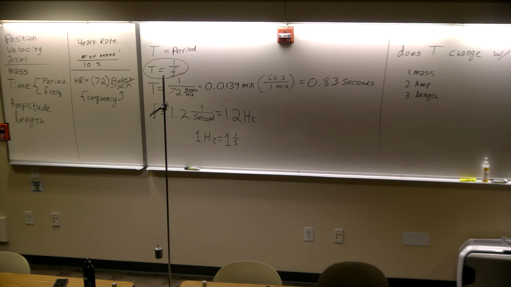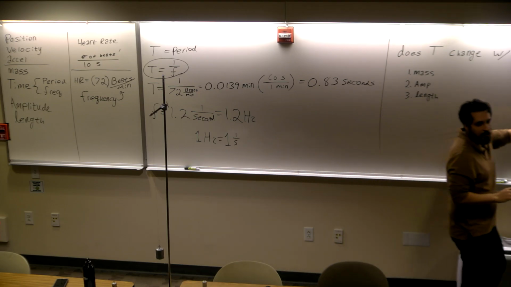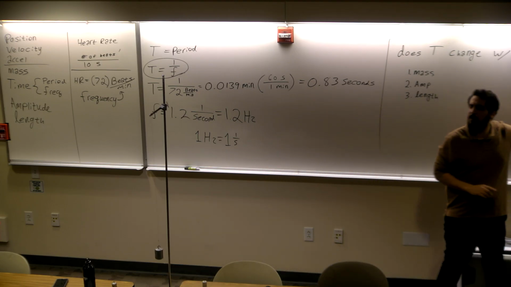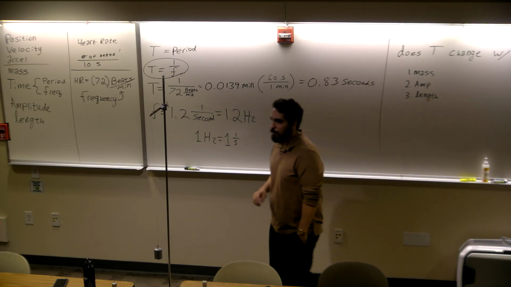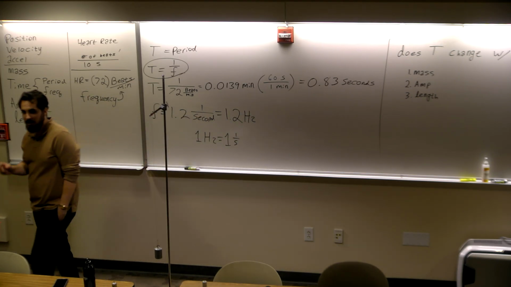Let's make a prediction. Everybody, turn to your neighbor, make a prediction. Do you think the larger mass will have an increased period, meaning it will take longer to swing back and forth, or a decreased period, meaning it will take less time, or stay the same? Discuss with your neighbors. Come up with a prediction. It's okay if you're wrong.